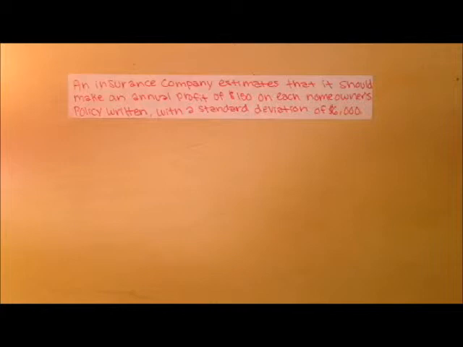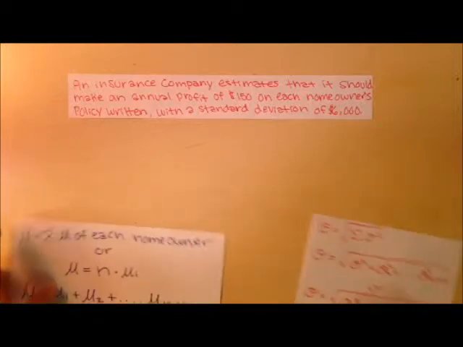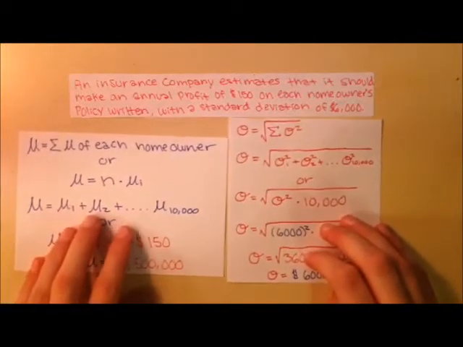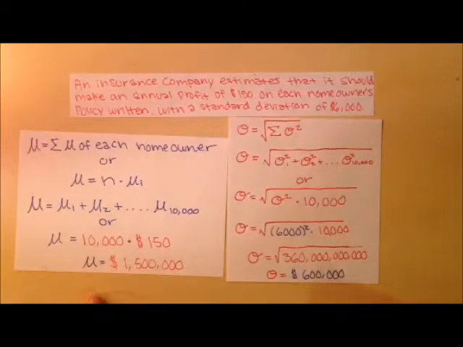Part D simply asks, is the company likely to be profitable? If we go off the values we got in Part C, a mean of $1,500,000 and a standard deviation of $600,000, we can answer this question by taking the z-score.